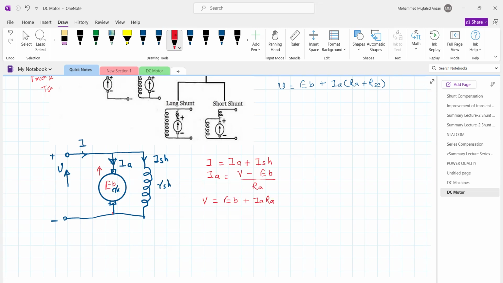So this is some basics of the construction, working operation of the DC motor and their classification. Next time we will see more about the back EMF and the significance of back EMF in the DC motor. Thank you.